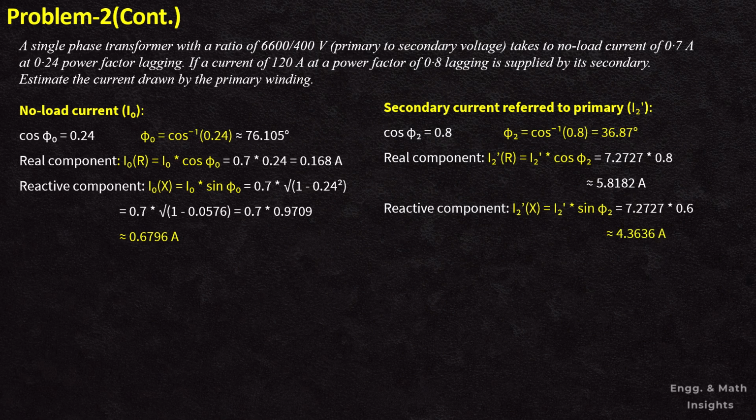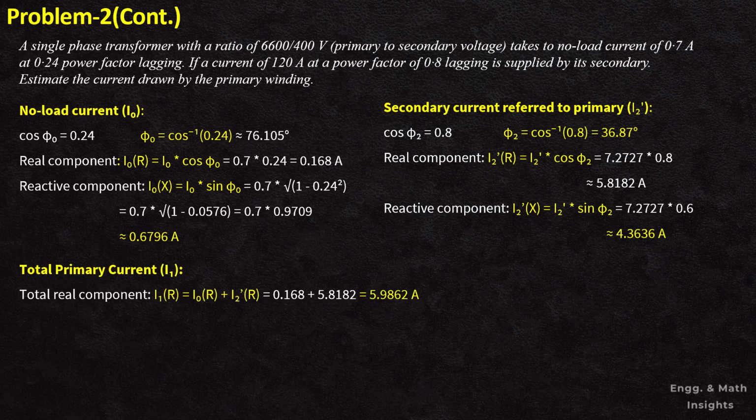Next, we will calculate the components for the primary current I1. At first, we will calculate the real component of the primary current, I1R, which is the summation of the real component of no load current and the real component of secondary current referred to primary, or I2 prime, which will be 5.9862 ampere. Next, we will calculate the reactive component of the primary current I1X, which is the summation of the reactive component of the no load current and the reactive component of the secondary current referred to primary, or I2 prime, and it will be 5.0432 ampere.